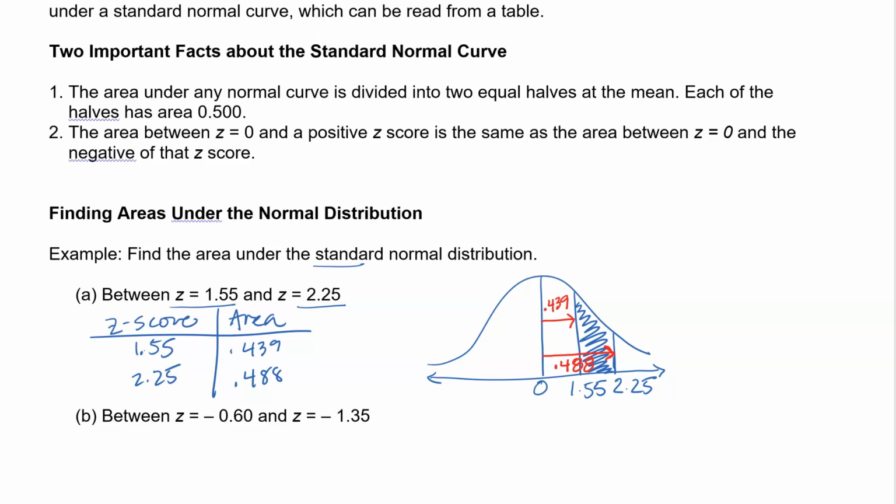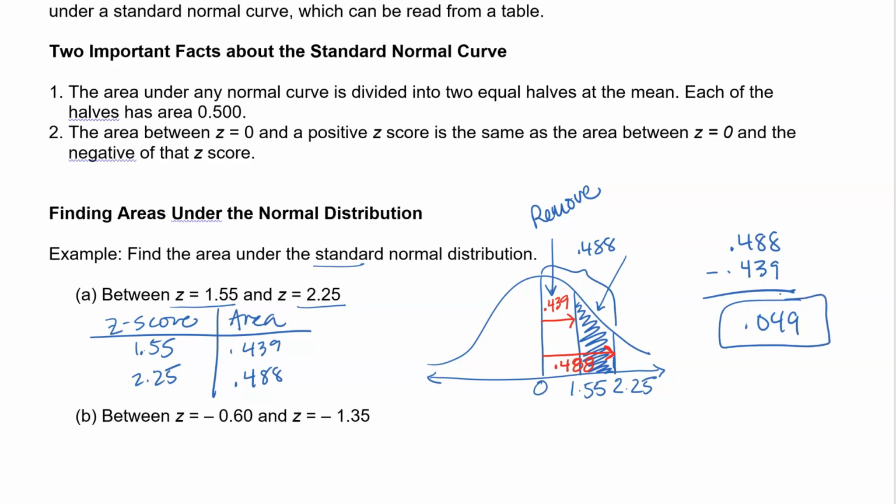If I know that this entire area here is 0.488 and I want this blue section, then I can just remove the section that I don't want. So I'm going to take 0.488, which is the area of this whole chunk, and subtract 0.439, and that's going to give me the shaded area in blue here. If I subtract those, I get 0.049, and that gives me the area of the section that I want.